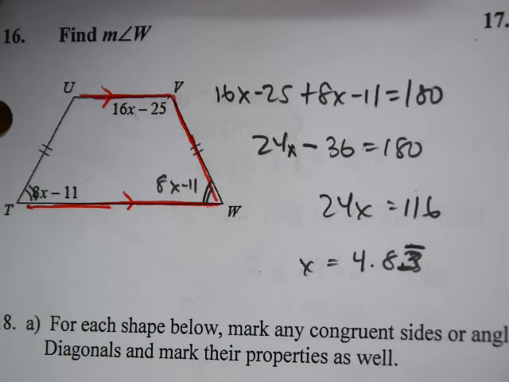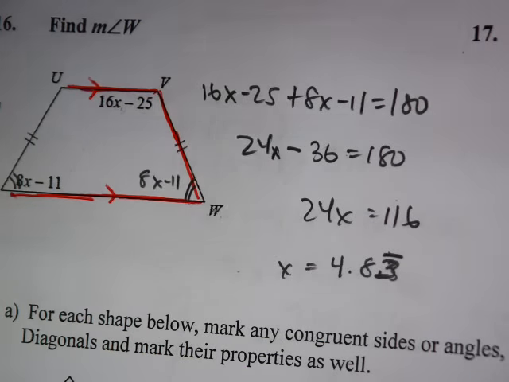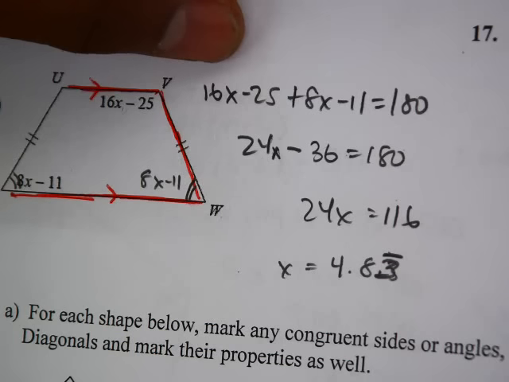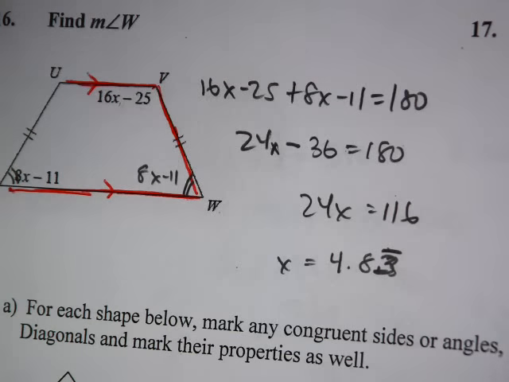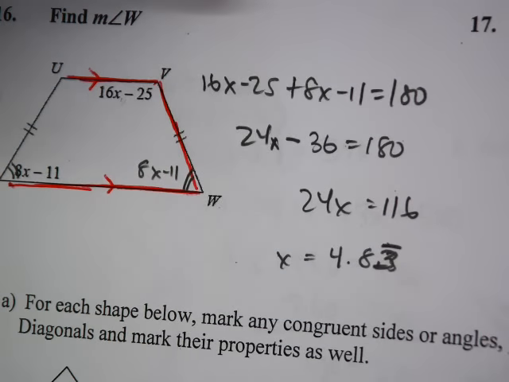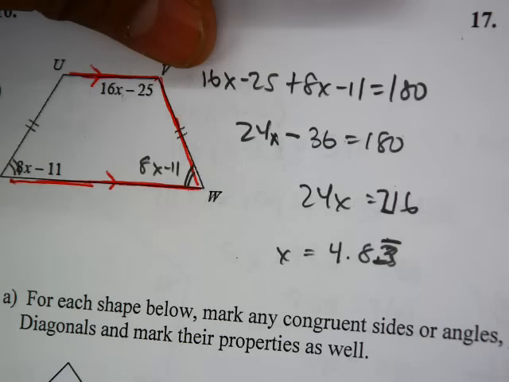Repeating. So let me just check my work. 16 plus 8, that is 24. Negative 25 plus negative 11 is negative 36, and they should add to equal 180. 180 plus 36 is 216. That's where my mistake went.